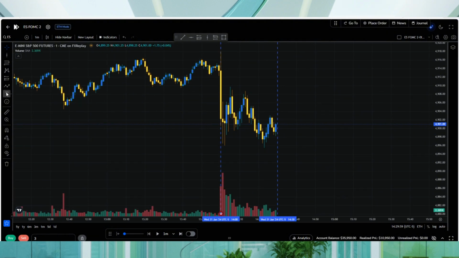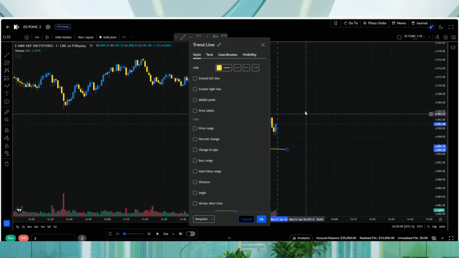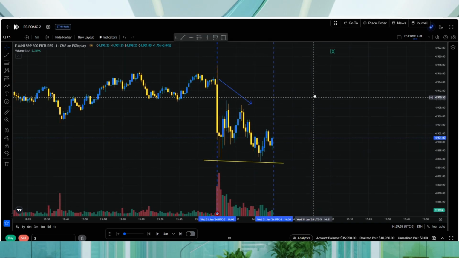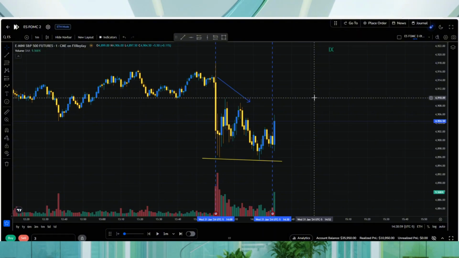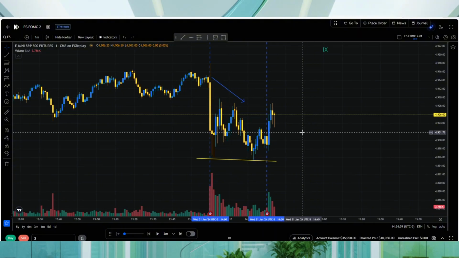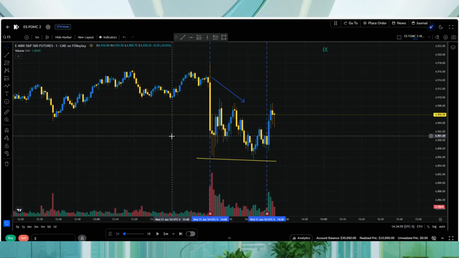It appears that we're moving lower. Looking to take shorts. This will be my first short entry, 2 successive red candles, 2 successive bear candles.